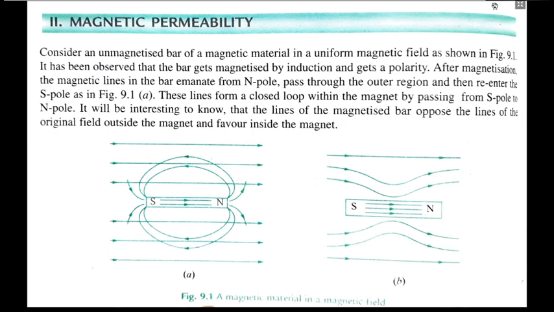So I have taken a few slides, which are a kind of prerequisite before we start the actual three categories of magnetism, that is diamagnetism, paramagnetism and ferromagnetism, and the subsequent categories of ferromagnetism as well. We will see shortly each and every part of it.